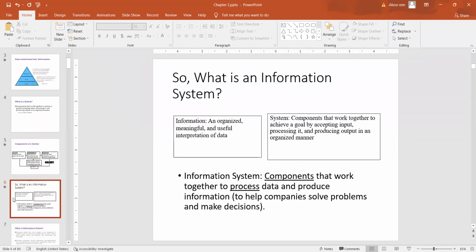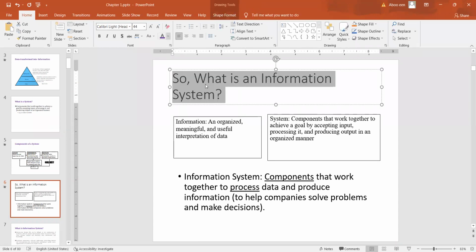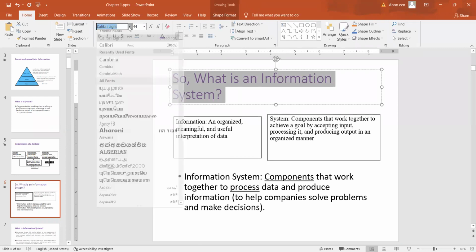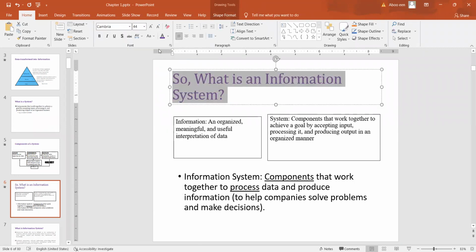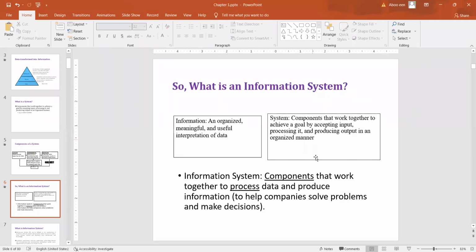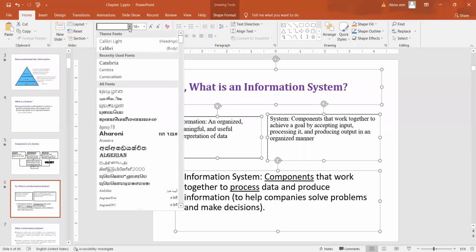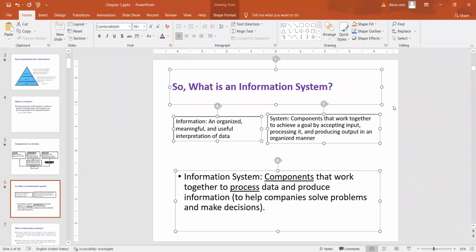So next we will look at this. What is an information system? Now we know information and we know system. Now we are going to combine both, information and system. When we combine them, we have a term, information system. Okay, now tell me, what is an information system?